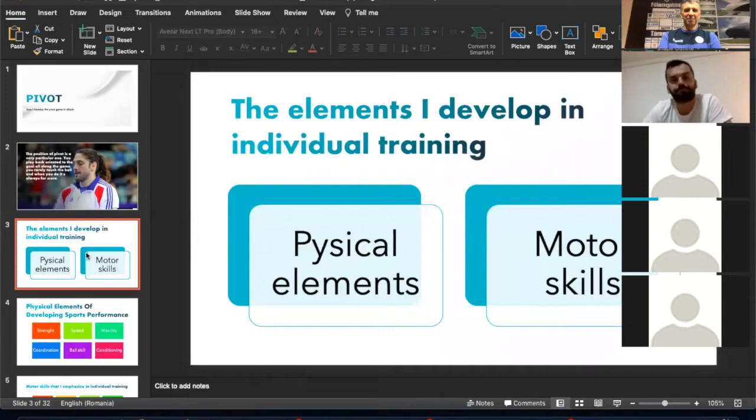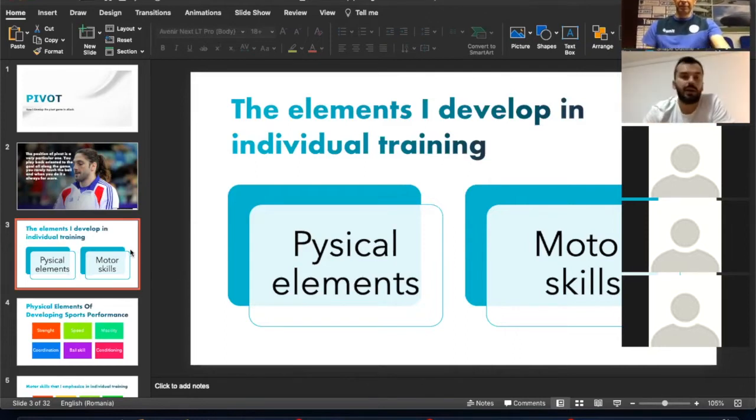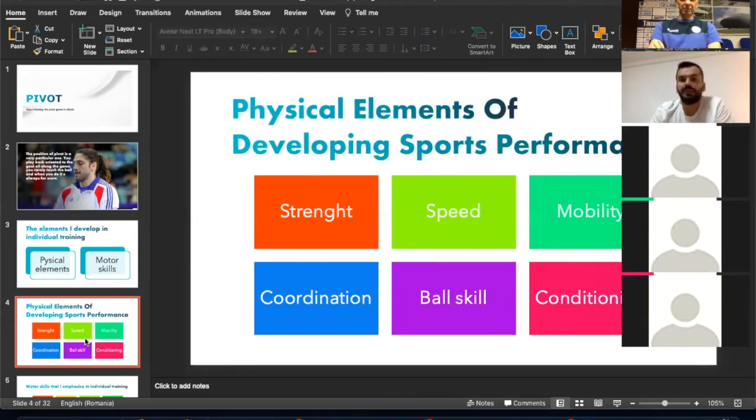I find two elements to develop in individual training: physical elements and motor skills. If you have any questions, please, we can speak about that. Physical elements of developing sports performance, for me, are strength in the pivot position, strength, speed, mobility, coordination, conditioning, and ball skills.